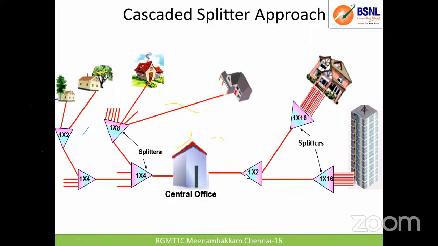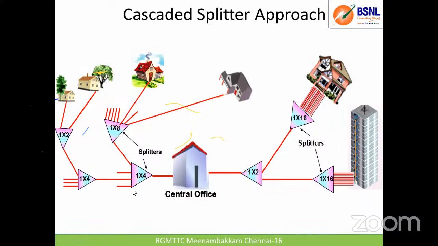From a central office, that is the OLT, these we used to call the OAN, that is the optical access network. 1:2, up to 1:16, or different types of splitters. They have extended a fiber cable from the OLT, and from it they have used a 1:4 splitter.